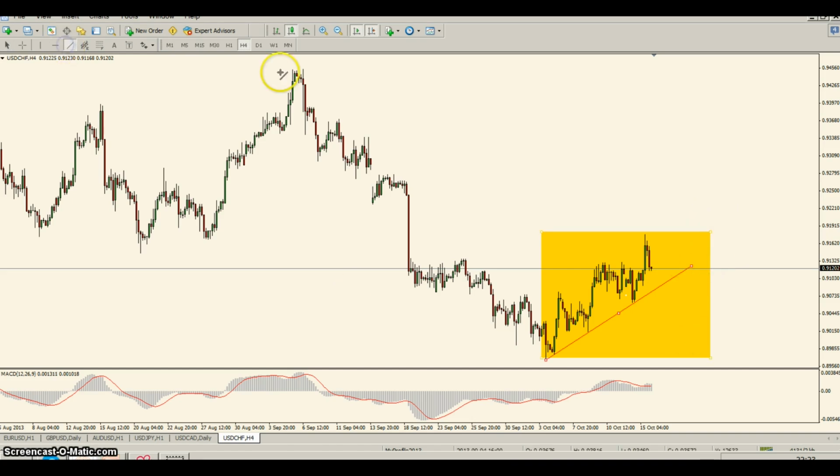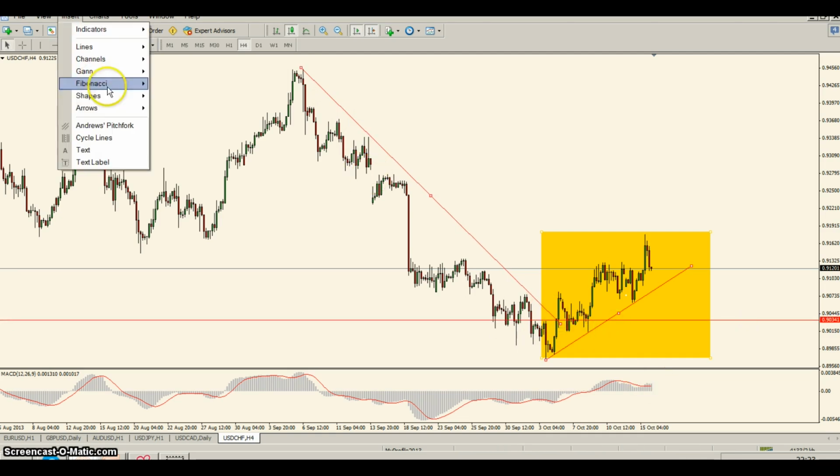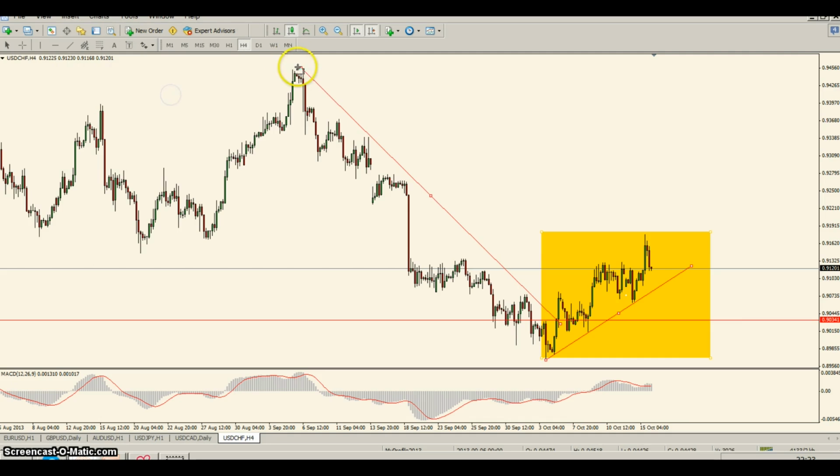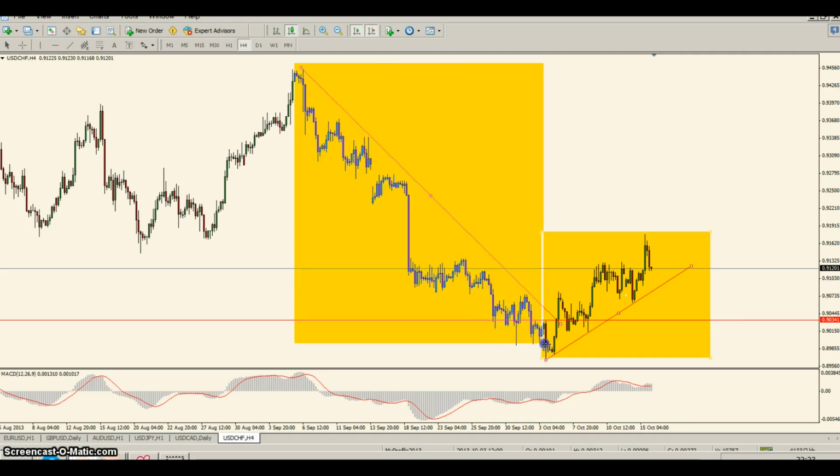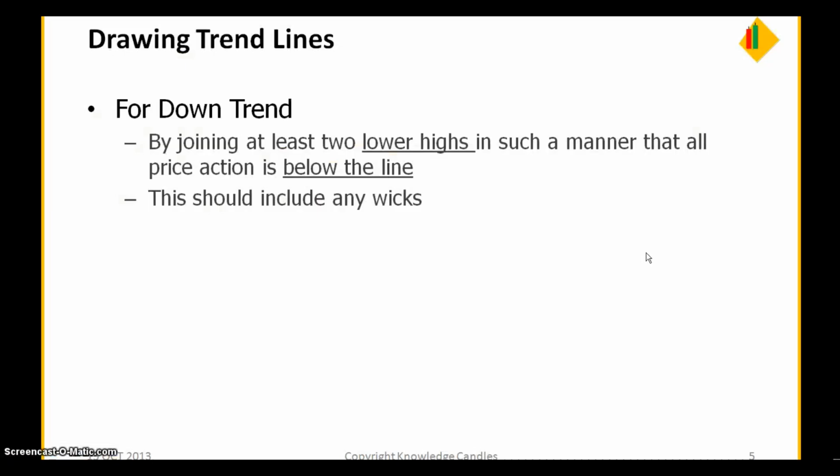Let me draw a downtrend. If you join this point here up to this point, it was in a downtrend. In fact, the downtrend was broken at this point here. The price action from here up to this point was in a downward trend, and from this point up till now, up to current, it is an upward trend. So this is how you draw. So that completes part 1.